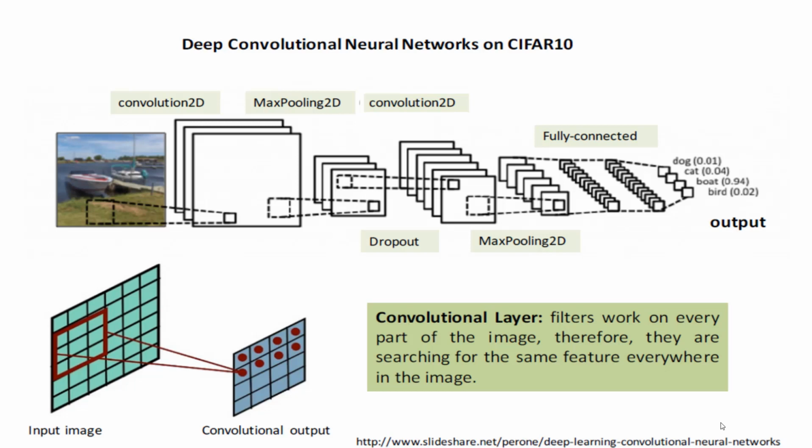So convolution layer filters work on every part of the image. Therefore, they are searching for the same feature everywhere in the image. By the same philosophy, we get a number of kernels, and these kernels move over the image and generate new images. These new images are concatenated one after the other and are called feature maps.